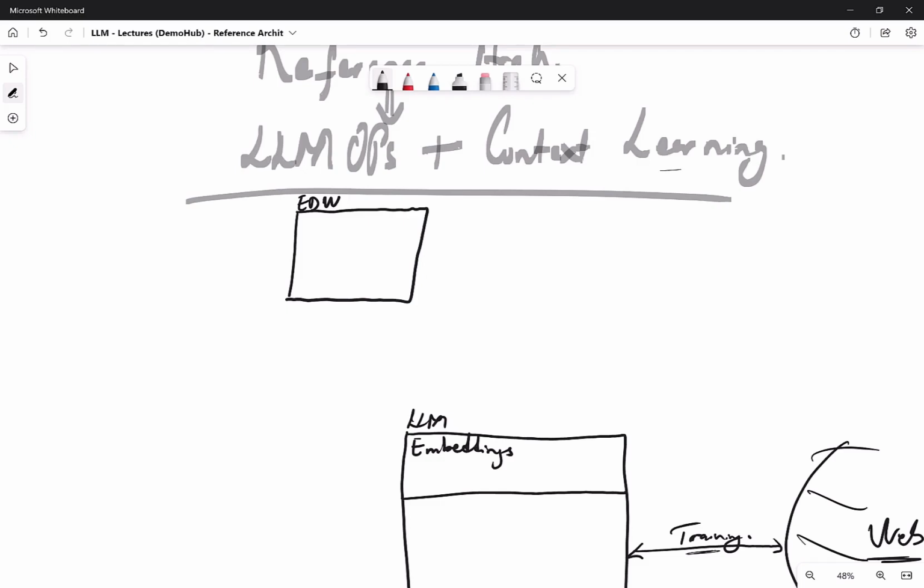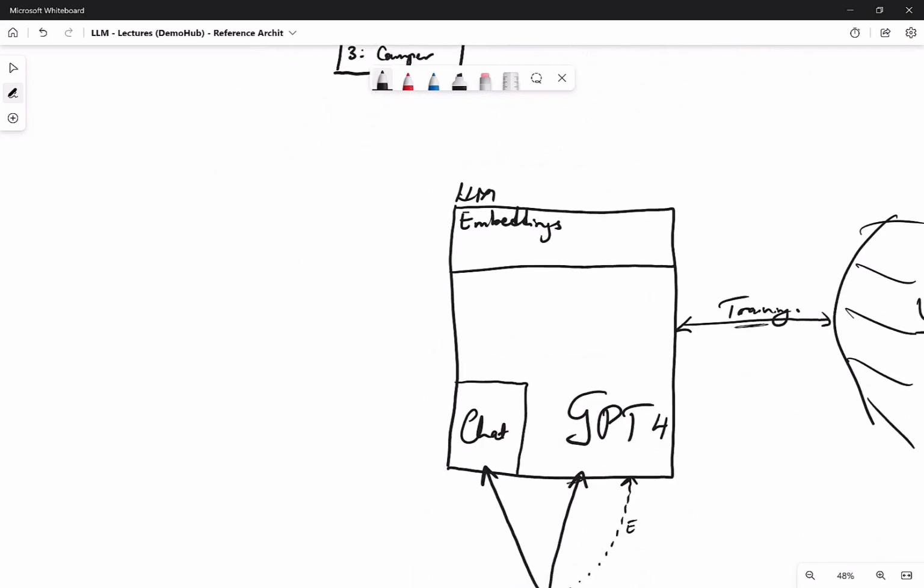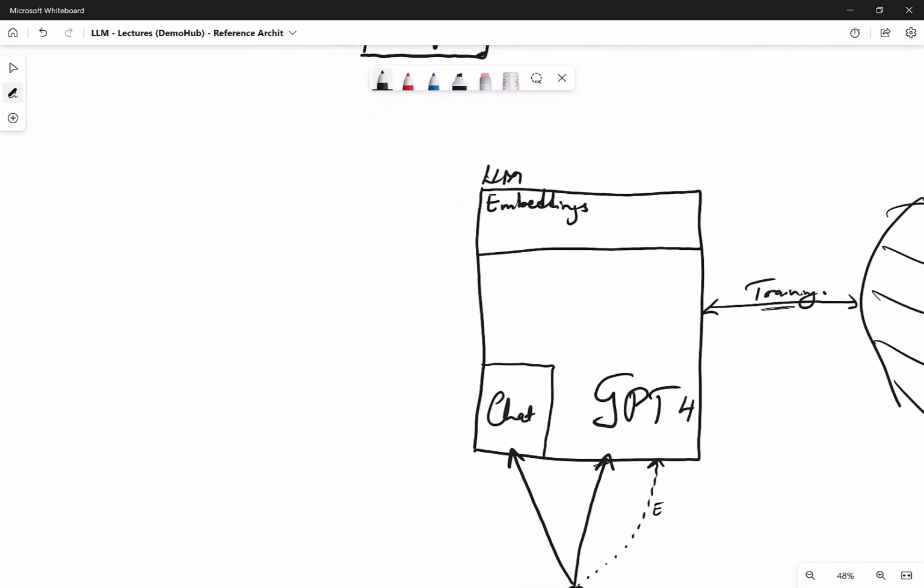For illustration purposes, this box could have some records. Number one could be football, a pen. These are just data sets that are available within your enterprise data. Now, what does a workflow that takes into consideration this enterprise data look like within the landscape of OpenAI and the ChatGPT interface? Let's take a look at what that looks like.